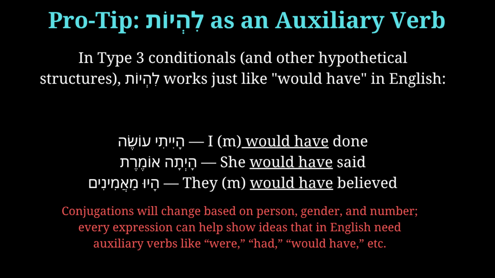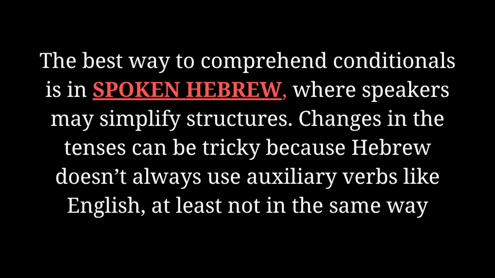Don't forget that conjugations will change based on person, gender, and number, and that every expression can help show ideas that in English need auxiliary verbs like were, had, would have, etc. Because conditionals are such a complex topic, it's necessary to understand their nuances when listening to spoken Hebrew. While this lesson is useful to know, the best way to comprehend conditionals is in spoken Hebrew, where speakers may simplify structures. Also, the changes in the tenses can be tricky, because Hebrew doesn't always use auxiliary verbs like English, at least not in the same way. Overall, this is how conditionals and if clauses work in Hebrew.